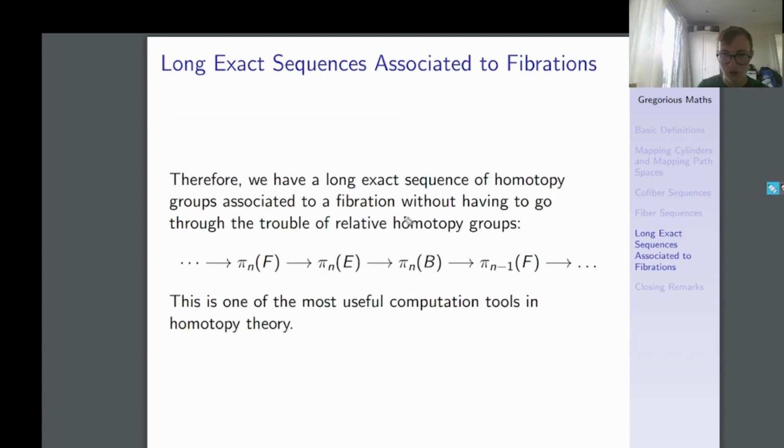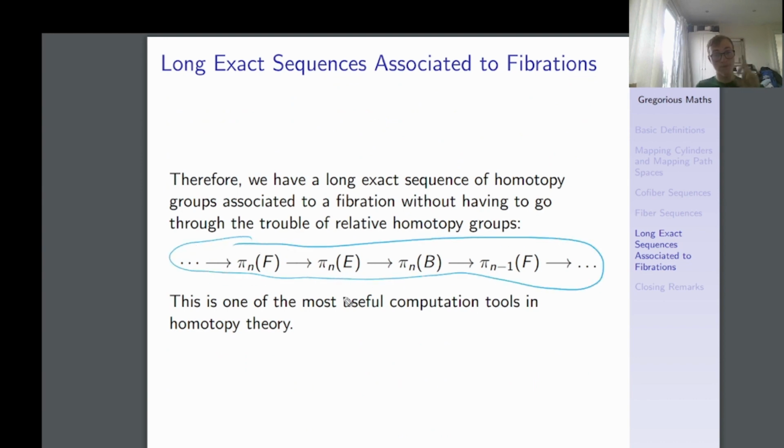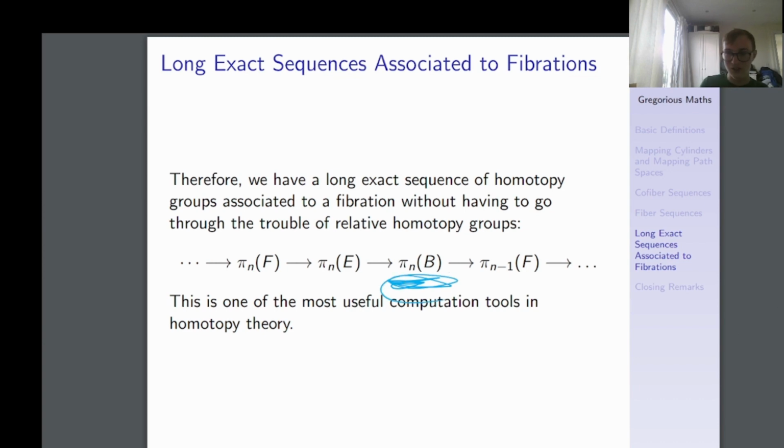And so we have a long exact sequence of homotopy groups which looks like this. All from a fibration. So we can use a fibration in order to obtain a long exact sequence of homotopy groups without even needing to go through relative homotopy groups. I mean, do I even need to tell you why this is useful? I mean, if you're a Gregorius maths watcher, long exact sequences are great. They're fantastic. And it's not just a long exact sequence, it's a long exact sequence of homotopy groups as well.